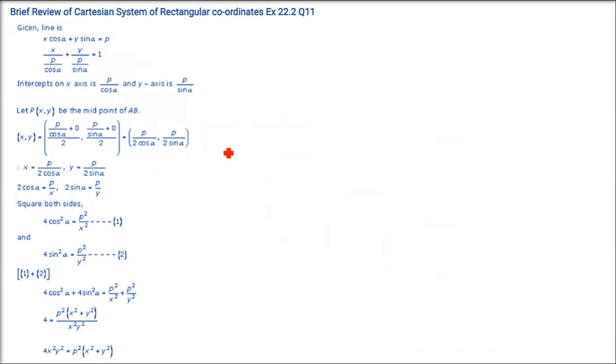Find the locus of the midpoint of the portion of the line x cos alpha plus y sin alpha equals p, which is intercepted between the axes.